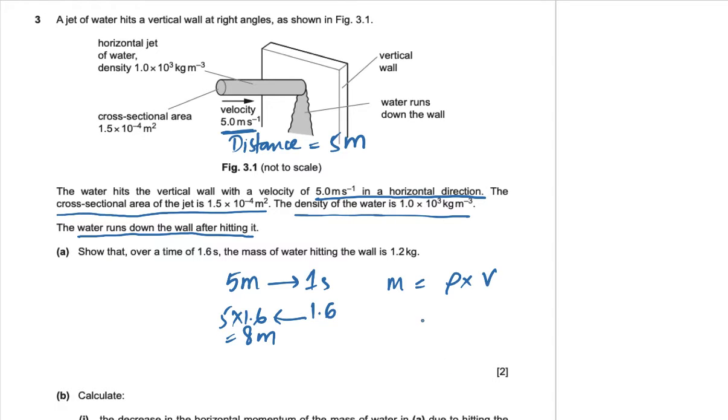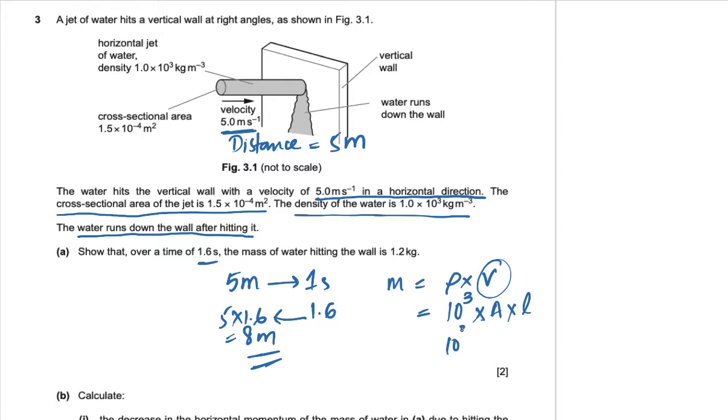you're supposed to prove that your mass is 1.2 kilograms for the duration of 1.6 seconds. You have already got the distance that it travels for 1.6 seconds. So this is equal to the density of water, which is 10^3 kilograms per meter cubed, times the volume of the water that hits the wall in 1.6 seconds. So your volume is going to be the cross-sectional area times the length that it covers in 1.6 seconds, or you could say the distance that we calculated here is the length.